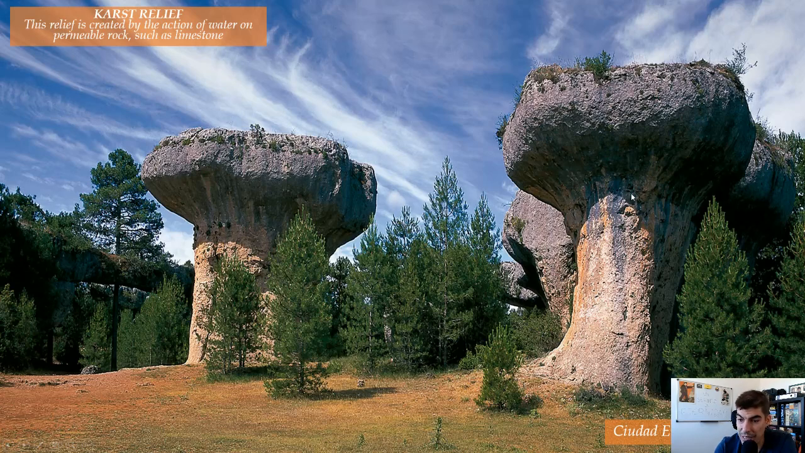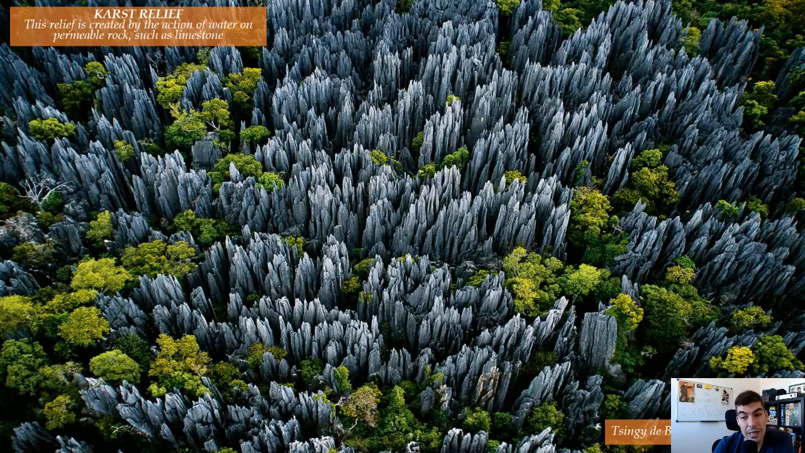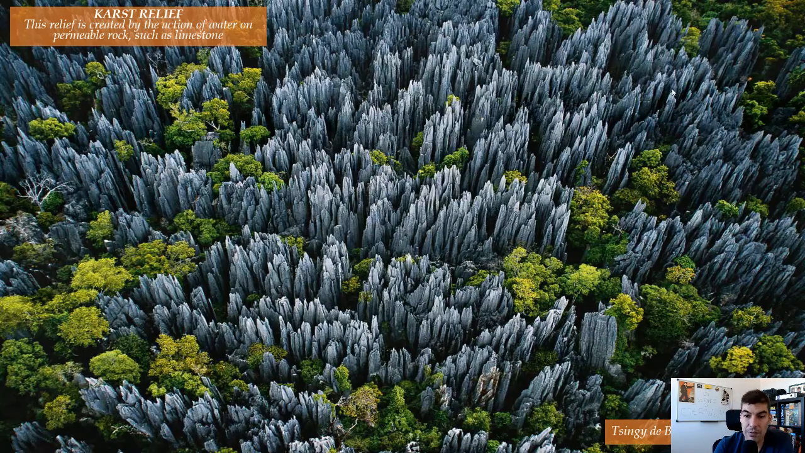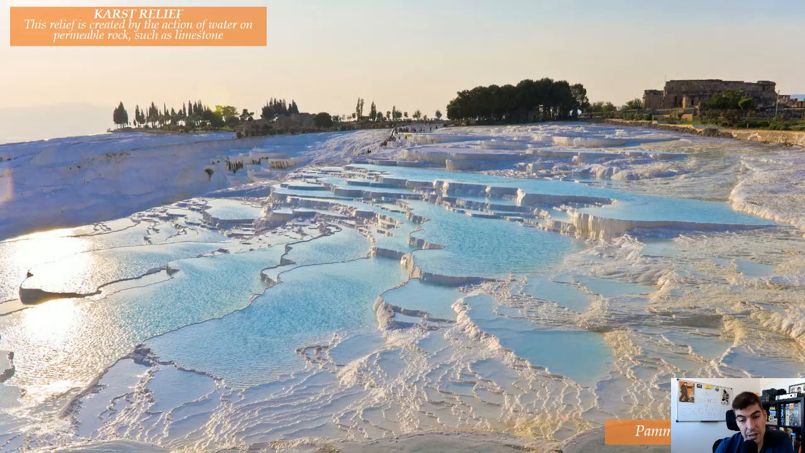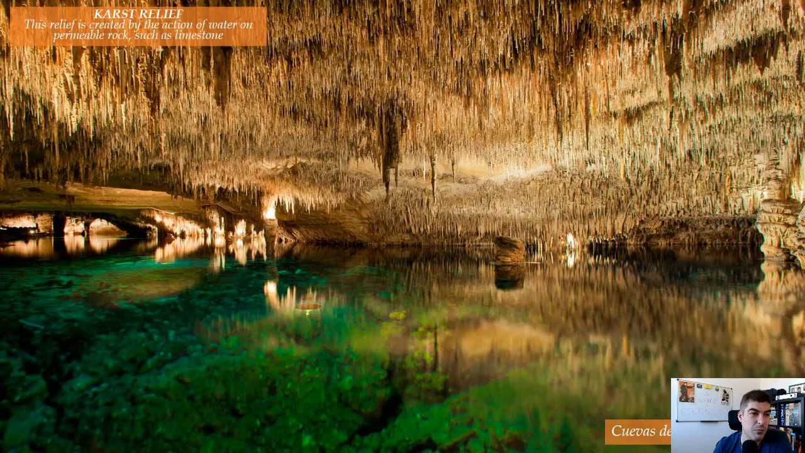Okay, here the water has dissolved the lower part of these rocks, okay, and thus they create these very interesting shapes, like mushrooms, rock mushrooms. Another example here in Madagascar with these little towers, or for example, this is Pamukkale in Turkey with these terraces, okay, full of water. Or for example, the most iconic shape of relief because of the karstic action is the caves. Okay, for example, these are las Cuevas del Drac in Mallorca. Okay, you can visit them, and you travel on a boat if you ever go there.